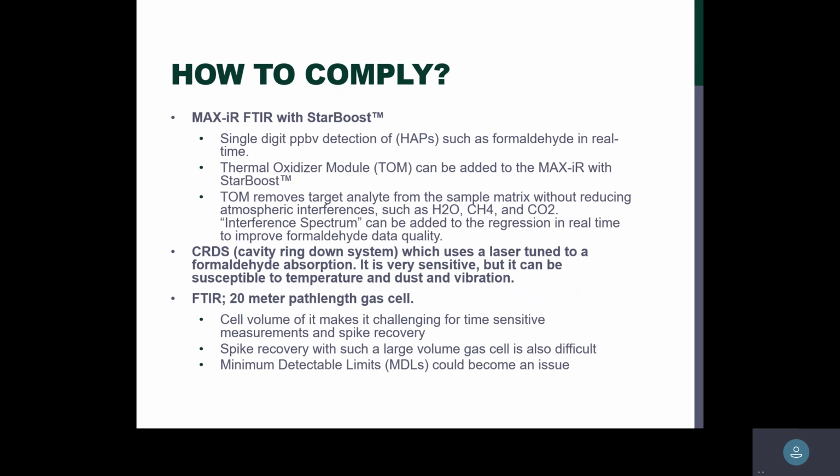You've got single-digit ppb detection of your HAP, such as formaldehyde. It's in real time. They use a TOM, or thermal oxidizer module, which can be added to your Max IR with Star Boost technology, which just narrows the infrared band or spectral bands where you can really hone in on certain compounds of interest. They can use interchangeable detectors to look at formaldehyde at very low detection limits, or you put in a different detector if you wanted to look at ethylene oxide, for example.